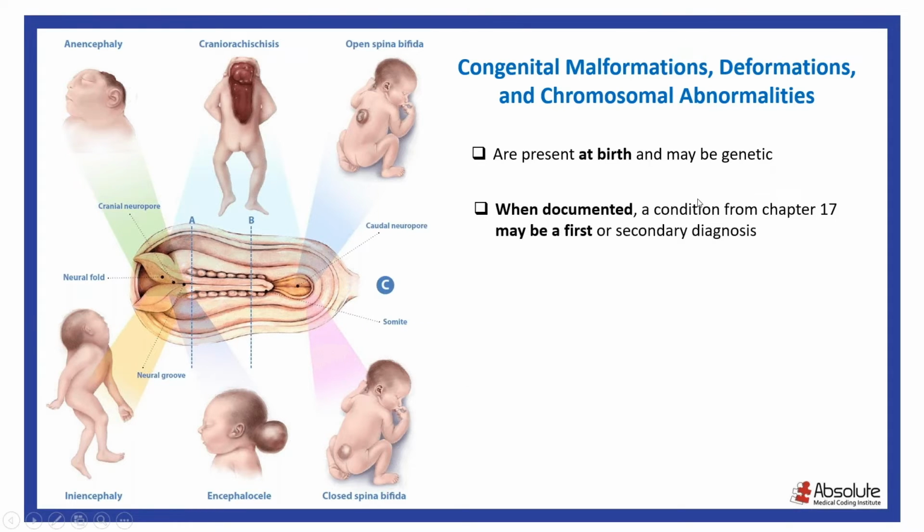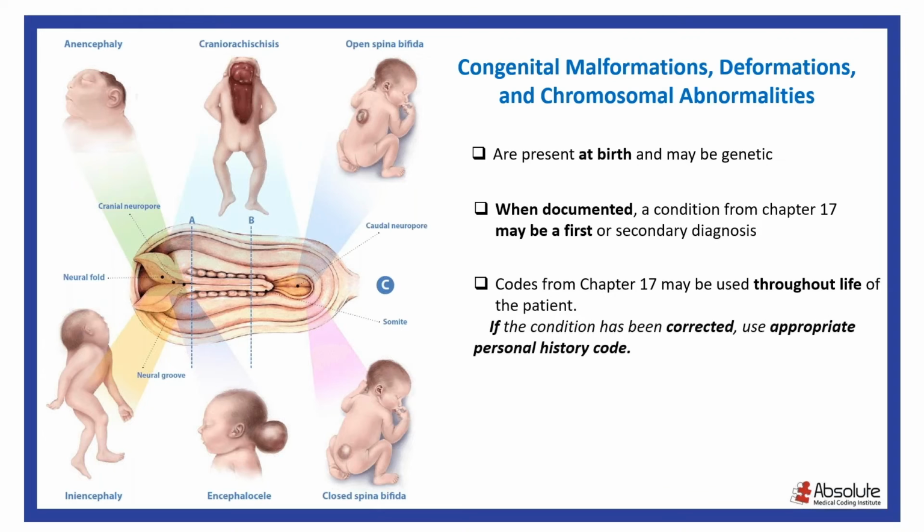When documented, a condition from chapter 17 may be a first or secondary diagnosis. The codes from chapter 17 may be used throughout the life of the patient, and if the condition has been corrected, use the appropriate personal history code. This diagnosis code does not have to be established at birth. So that's an important thing. This diagnosis does not have to be established at birth. It can also be established at later stages of the patient's life.